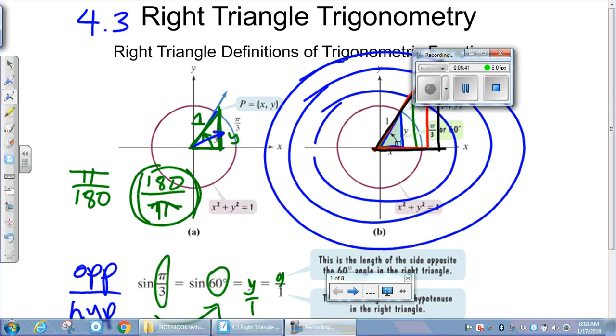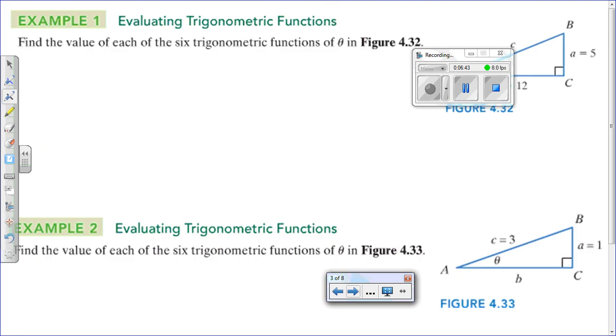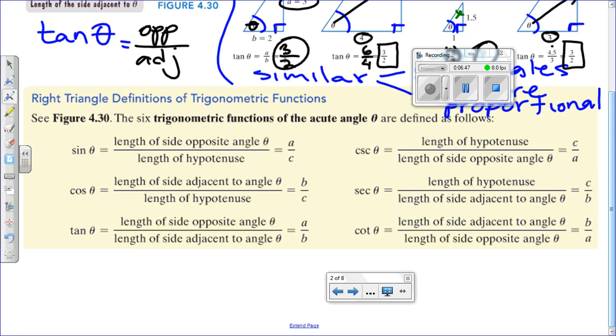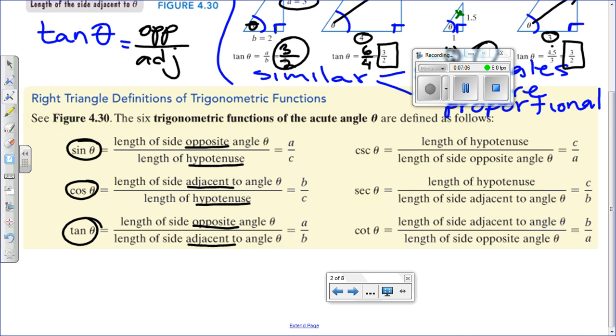So let's go to the third slide. Well, actually, let's just do this quickly as a review. We already covered that the sine of an angle will be the length of the opposite over the hypotenuse. The cosine is going to be the length of the adjacent over the hypotenuse. And the tangent is going to be the length of the opposite over adjacent.